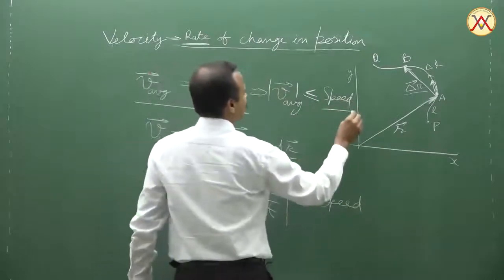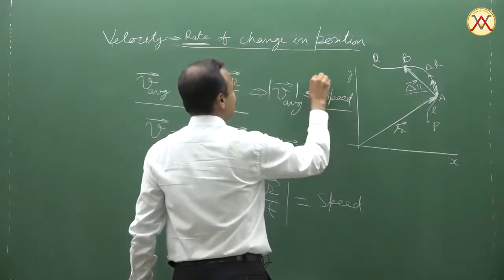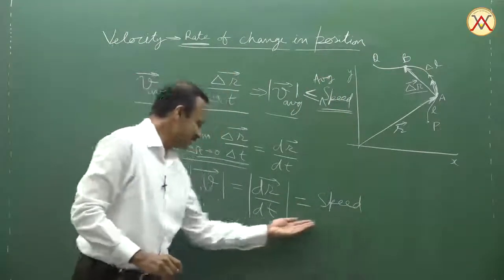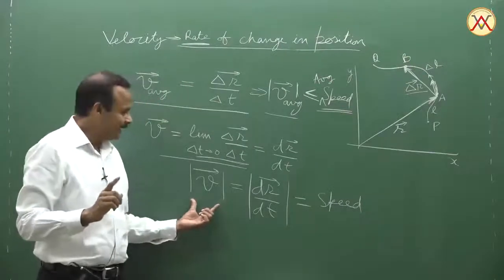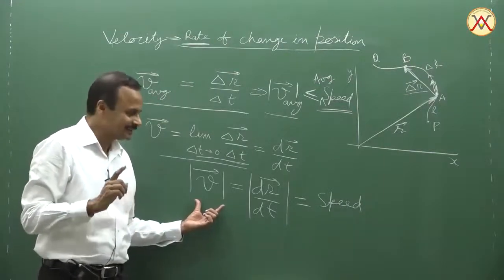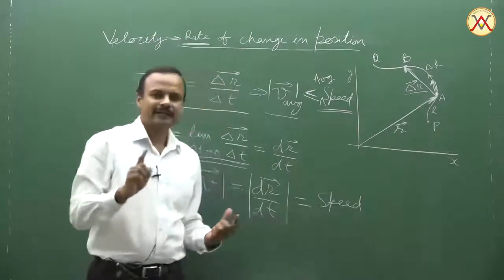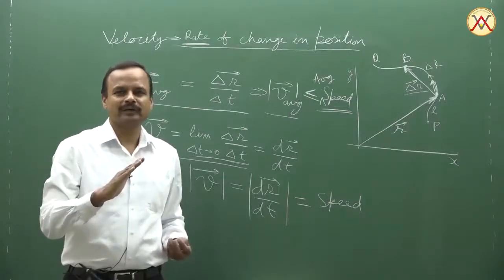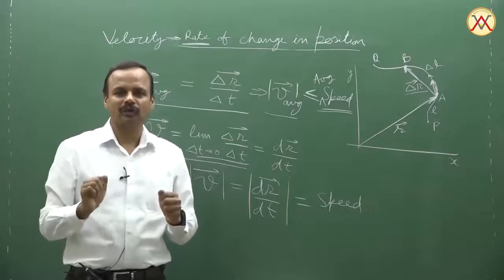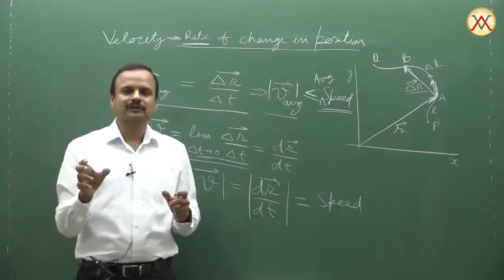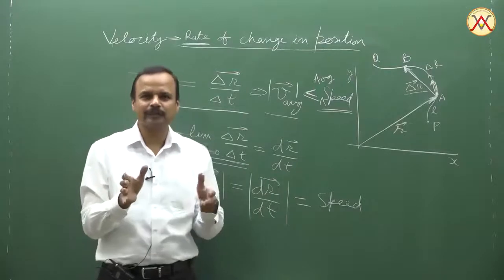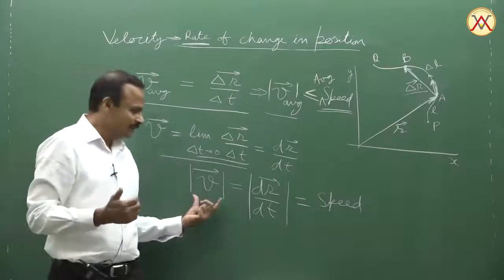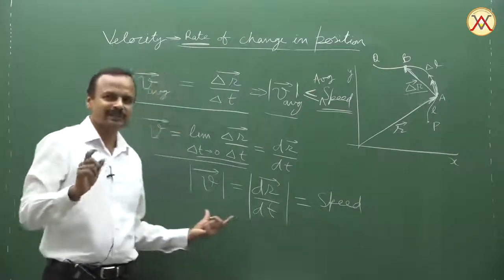By the way, here the speed was your average speed. We were comparing the magnitude of average velocity to average speed. This is instantaneous speed. So the magnitude of instantaneous velocity is equal to the speed at that instant. If the vehicle's speedometer is showing 60 kilometers per hour and the vehicle is moving towards north, if I just attach the direction to the speed, I get velocity. So as far as instantaneous values are concerned, velocity and speed have the same magnitude.